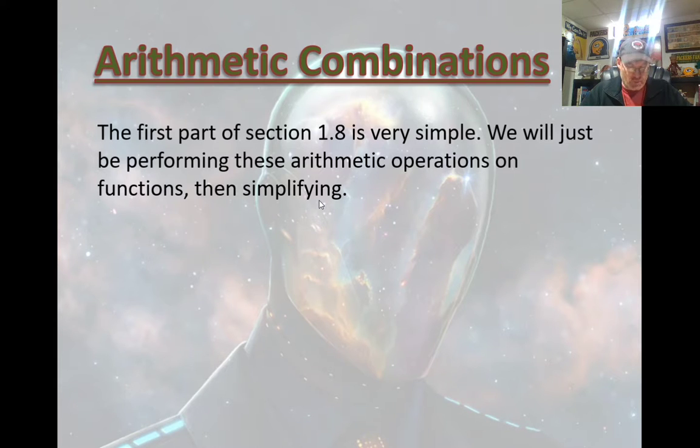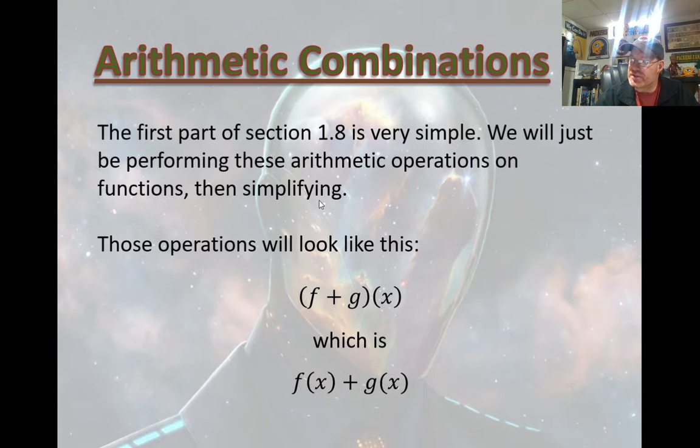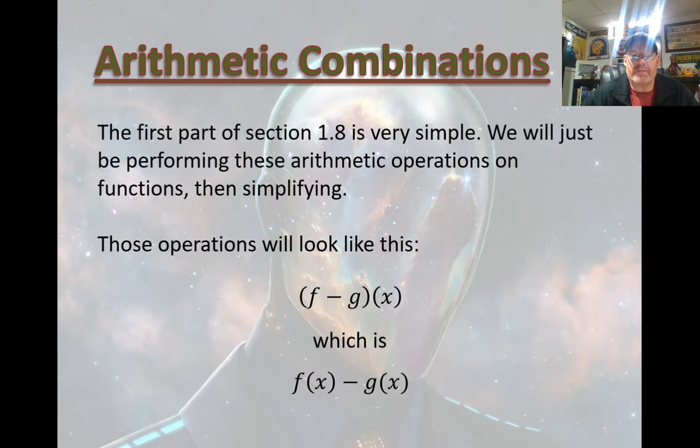So the first part of section 1.8 is pretty simple. We're just going to be performing those arithmetic operations on functions and then simplifying them if need be. And the notation is kind of important for you to understand. The notation that you're going to see in the book is going to be f plus g of x. And that's basically just taking f of x and adding g of x to it. Same thing is true with subtraction. F minus g in parentheses is f of x minus g of x.